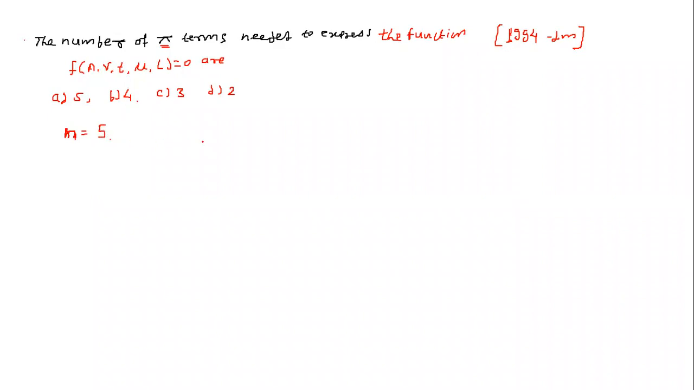Then the number of fundamental dimensions. For that we need to write the dimensions here. Area has unit square meter, so its dimension is L squared. Velocity has unit meter per second, so dimension is L to the power 1 and T to the power -1. Time T has unit seconds, so its dimension is T only.